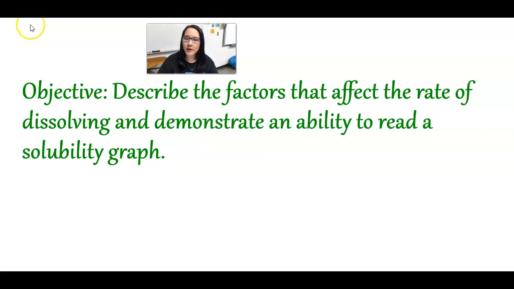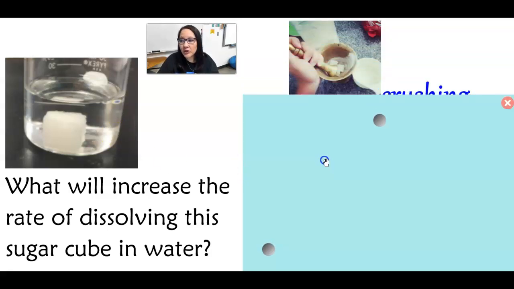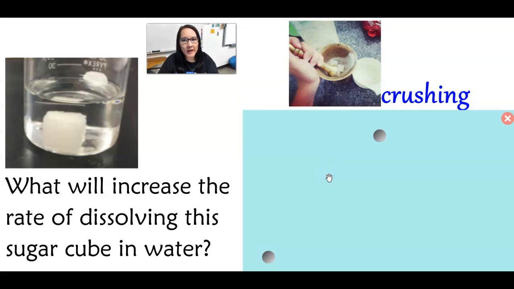Let's focus on what are ways to increase the rate of dissolving and how do you read a solubility graph. So first, if I have a sugar cube in water, what are 3 things you would do to get that sugar cube to dissolve faster? So a couple of things you might be thinking of, well, I would crush it. Absolutely. Crushing it increases the surface area that's exposed to the solvent, allowing it to dissolve faster.